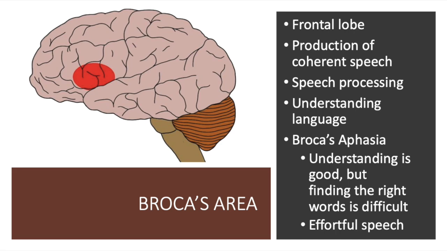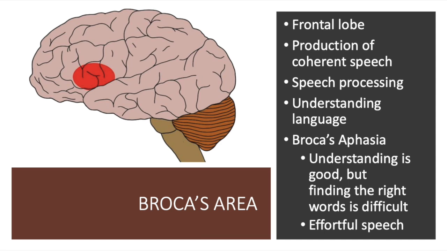Broca's area is found in the frontal lobe. This particular association area is involved in the production of coherent speech, speech processing, and understanding language. The major task of Broca's area is speaking the right words that make sense at that moment of time.